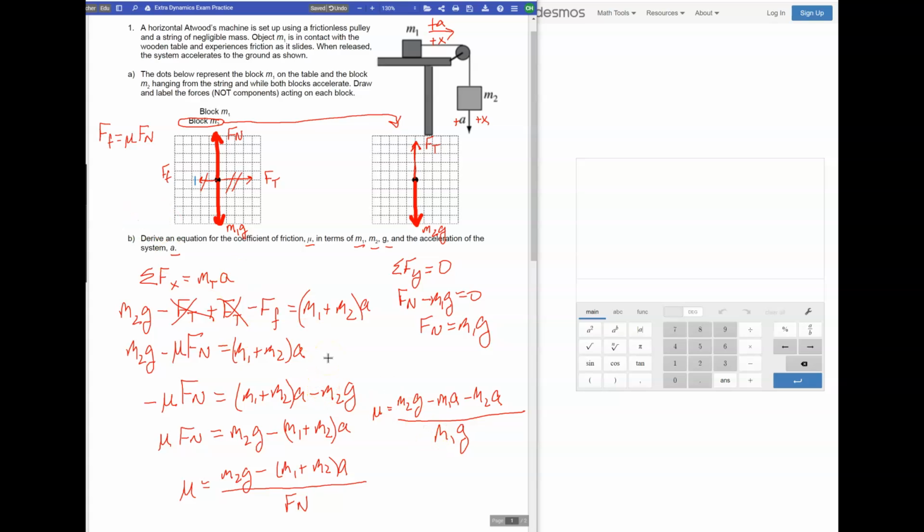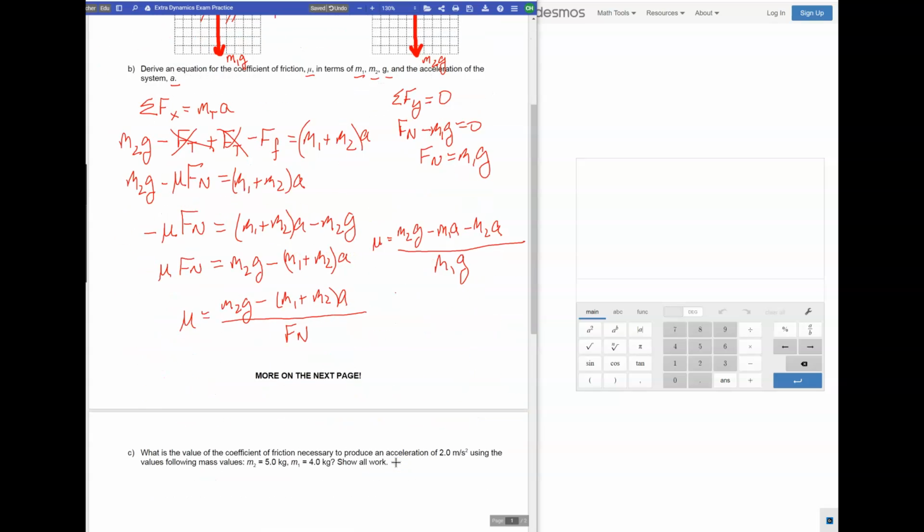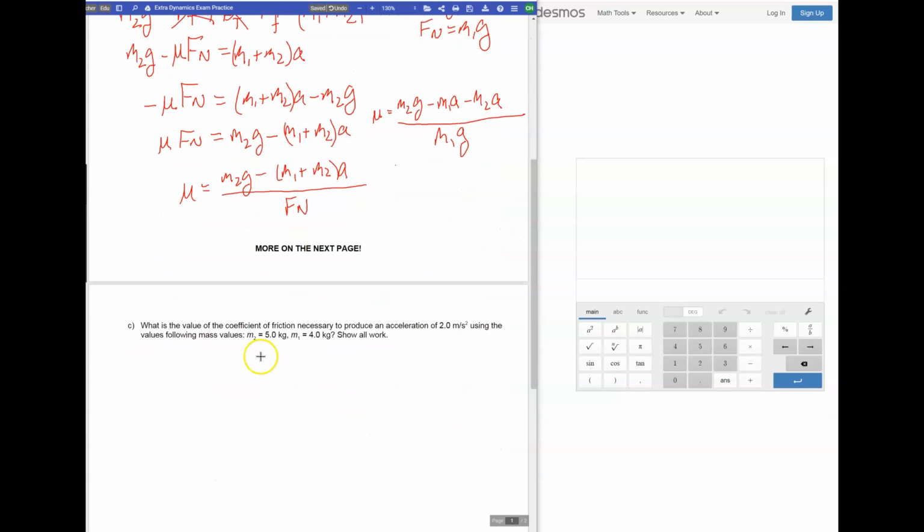In the next part of this, what it would like for you to do is, what is the value of the coefficient of friction necessary to produce an acceleration of 2? So really all we're doing here is taking the equation we just made and plugging it in. If your equation was wrong, that's okay, because if you use the same wrong equation here and you solve, you will get full points for that. So we're going to find mu.